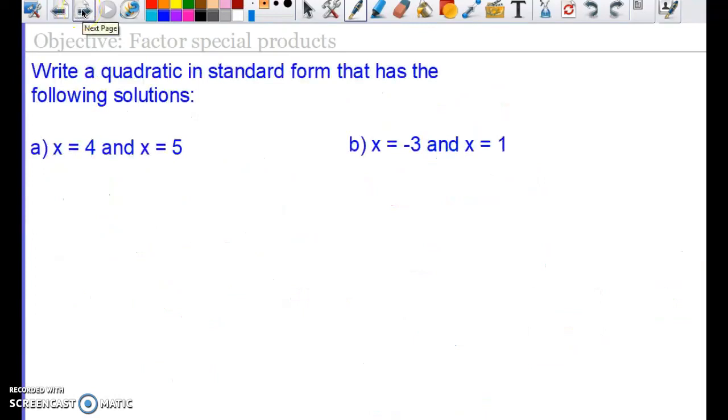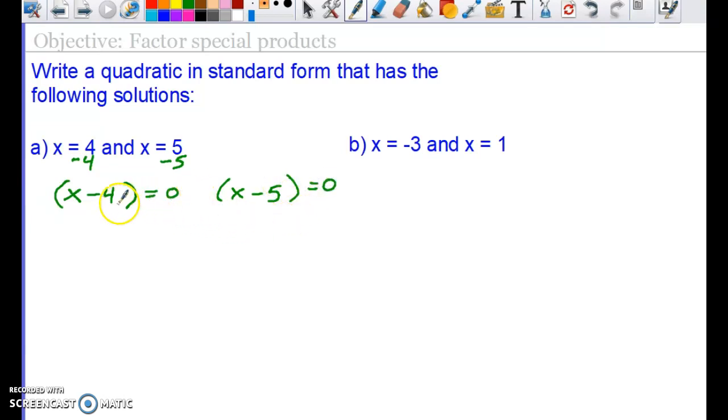And now, at the very end of the lesson, we talked about this example, how to write a quadratic in standard form that has the following solutions: x equals 4 and x equals 5. Well, if we know x equals 4 and x equals 5 solves the equation, we know the factors that led us to those answers. If I were to subtract 4 and subtract 5 over, I would get x minus 4 equals 0, and x minus 5 equals 0.